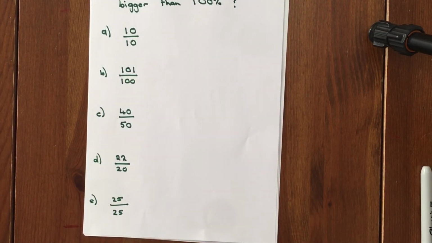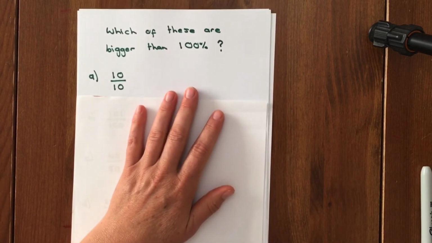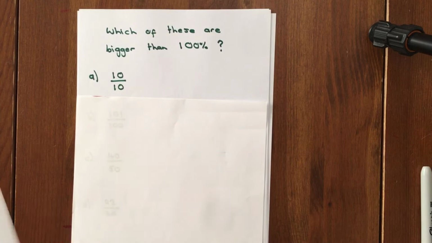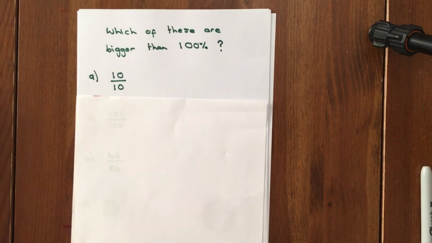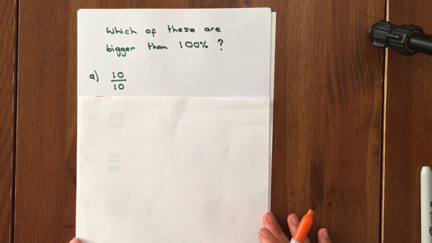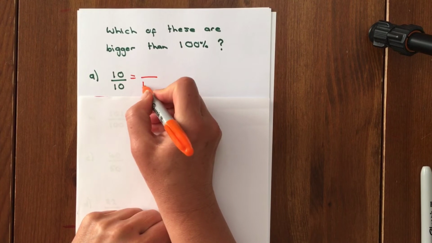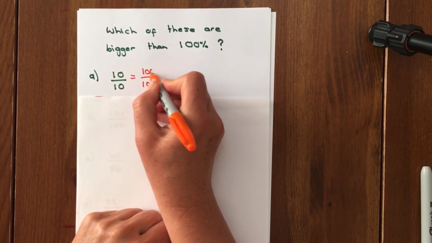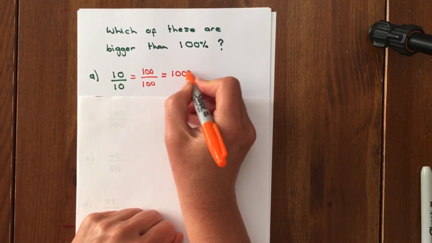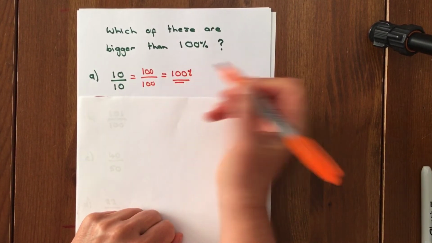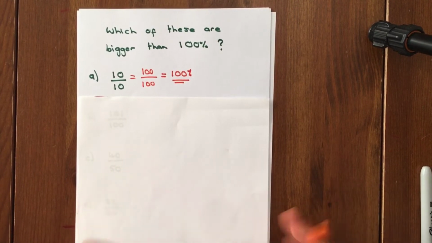Now, next question. You may be asked which of these are bigger than 100%. You can have more than 100%. Okay, so let's think about 100%. Well, 10 out of 10, if I change that to be out of 100, times top and bottom by 10, so 100 out of 100 is 100%. So that is 100%. So it's not bigger, it is the 100%.